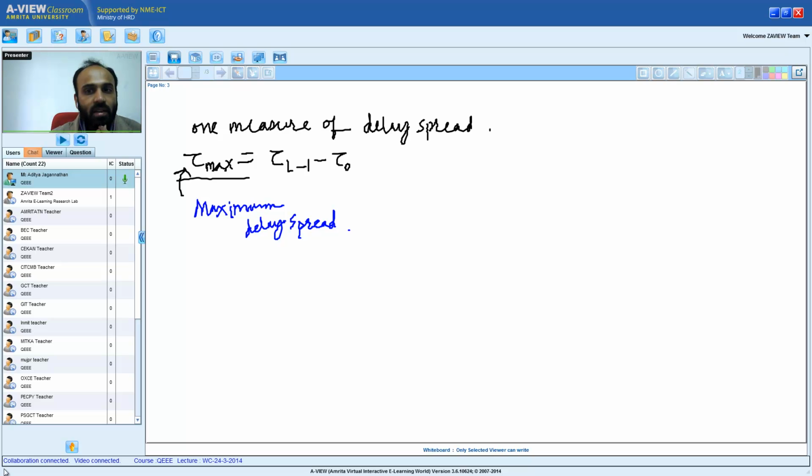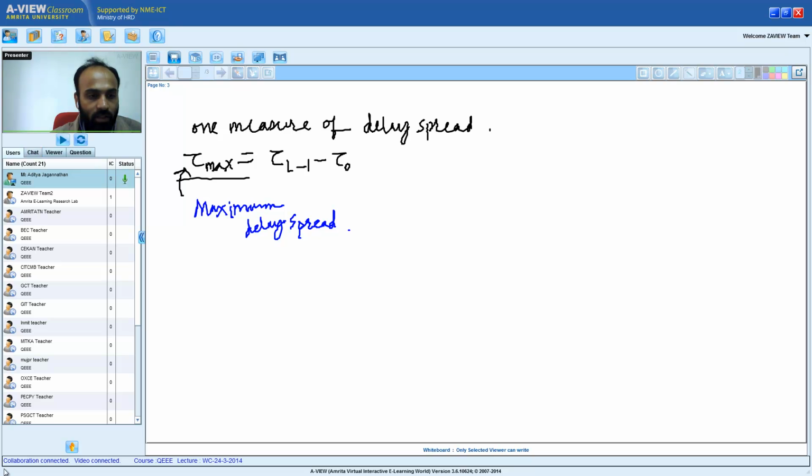But this is a very simplistic view of the delay spread. For instance, let's say the first arriving component arrives at 1 microsecond and the last component arrives at 5 microseconds. The delay spread is 5 minus 1, that is 4 microseconds. But this is very simplistic and also fairly inaccurate for analyzing the delay spread.